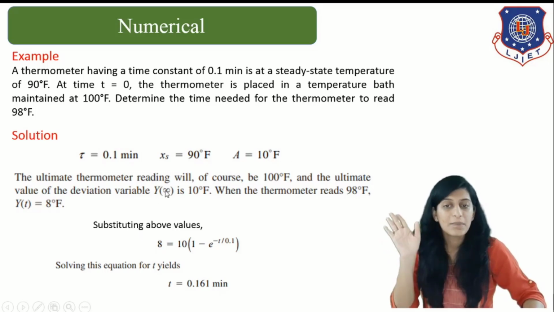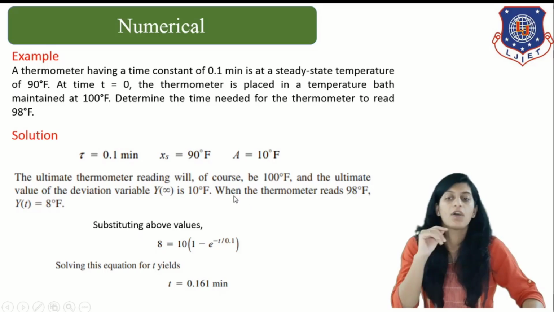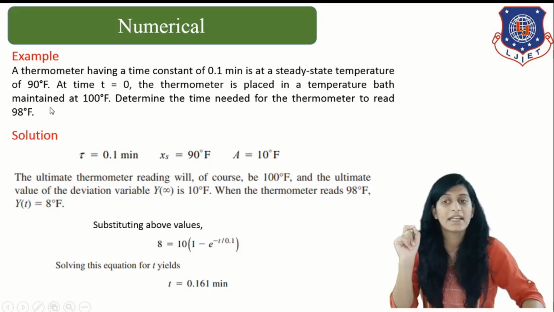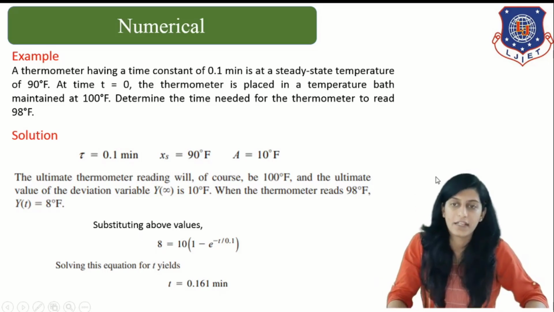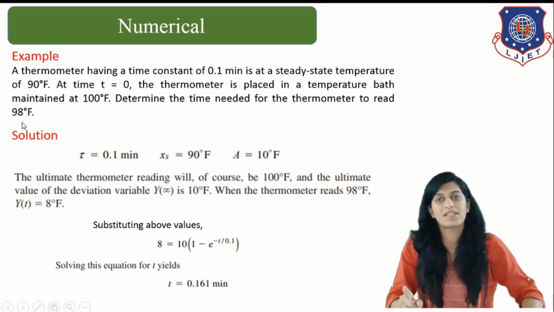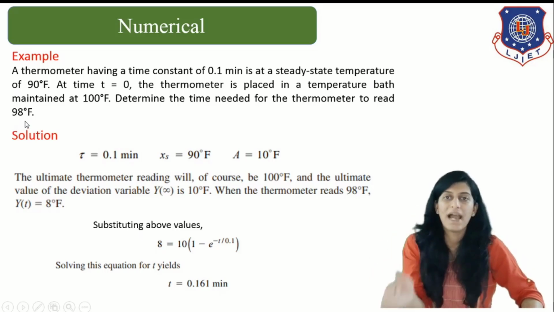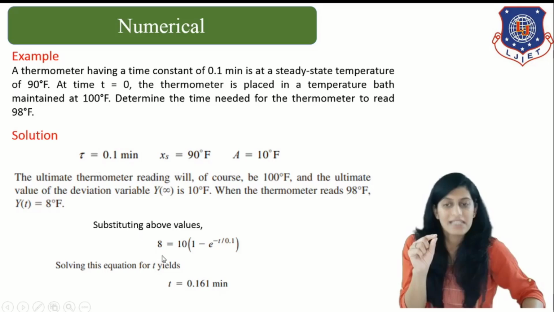Now the ultimate value can be determined as y of t equals A into 1 minus e raised to the power minus t by tau. What is y of t? We need to determine when my thermometer will show 98 degree Fahrenheit. So we need to determine y of t. Y of t is basically the present value minus the steady state value. The present value I need in the thermometer is 98, and the steady state value is 90. So 98 minus 90 is 8.